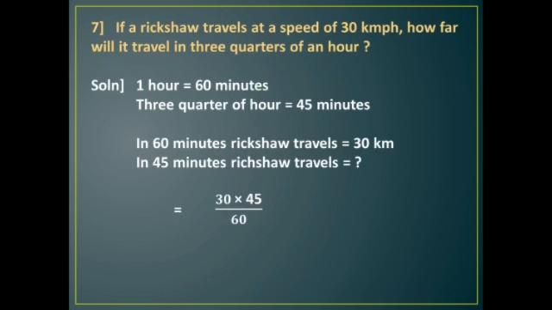Next, 7th. If a rickshaw travels at a speed of 30 km per hour, how far will it travel in 3/4 of an hour? So the rickshaw takes 1 hour to travel 30 km. Understood? So how much does it travel in 3/4 of an hour? So 1 hour is equal to 60 minutes. So 3/4 of an hour is 45 minutes. So in 60 minutes the rickshaw travels 30 km. So in 45 minutes the rickshaw travels, we don't know. So we will do the cross multiplication, that is 30 into 45 upon 60.